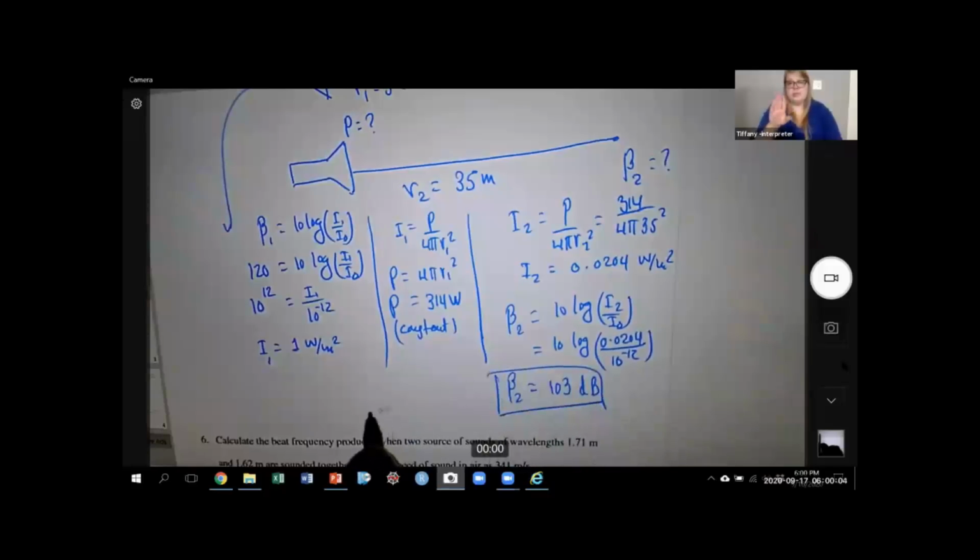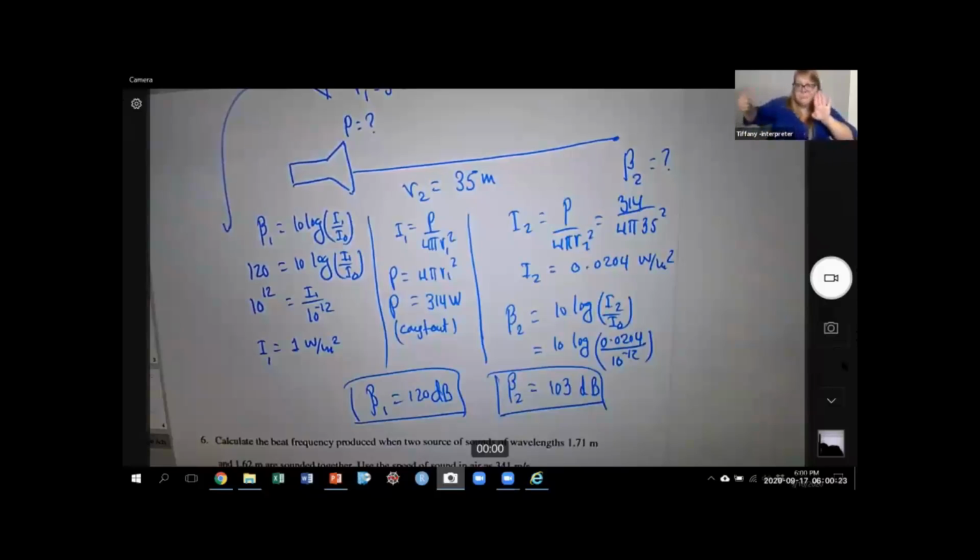Remember, beta 1 was 120 decibels, and that was at 5 meter distance. Obviously, the loudness will be more intense at a lower distance. So at 5 meters it was 120 decibels, but if you go farther away, 35 meters away, the loudness has decreased by 17 decibels.